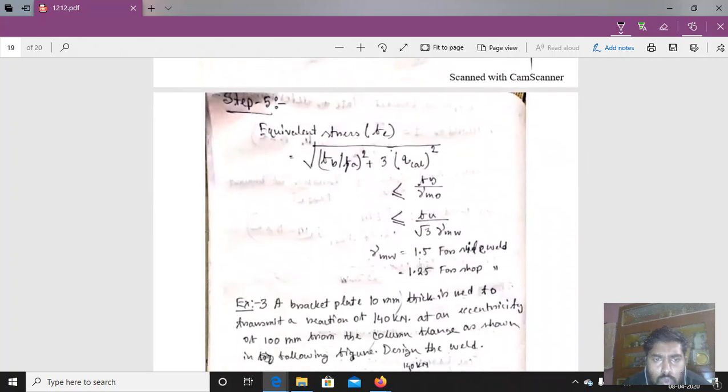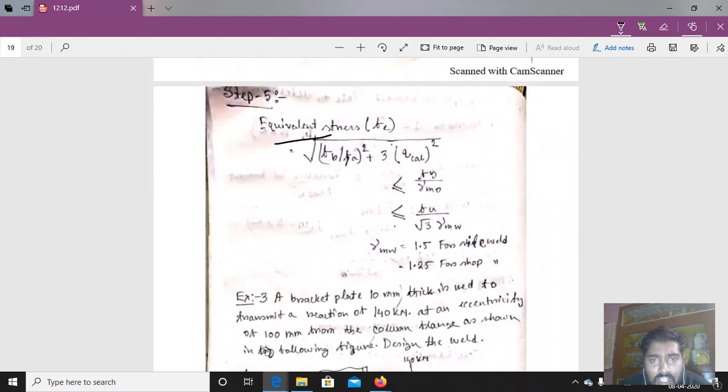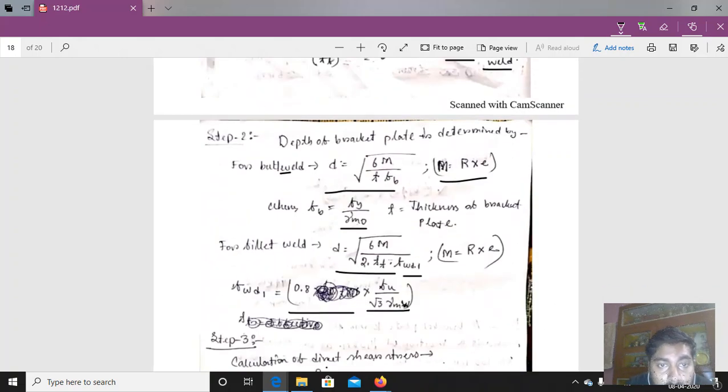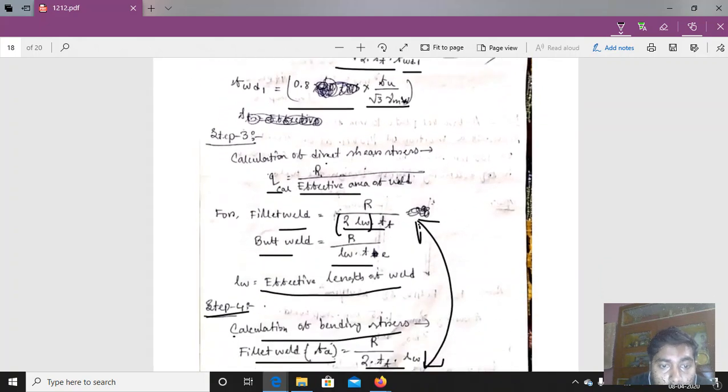Now coming to step number 5, equivalent shear stress. The equivalent stress is determined from the following formula, using either FB or FA. For the fillet weld we have to use FB, and for the butt weld we have to use F.